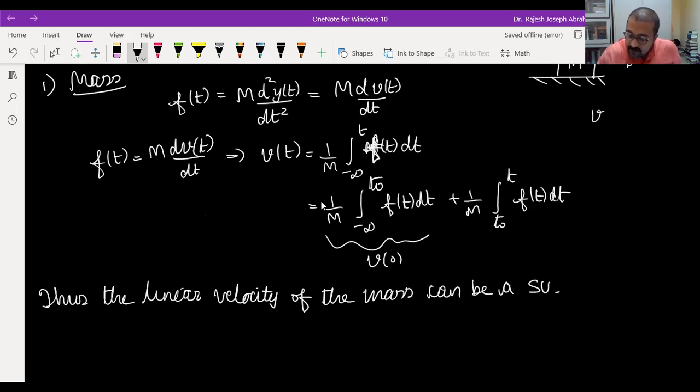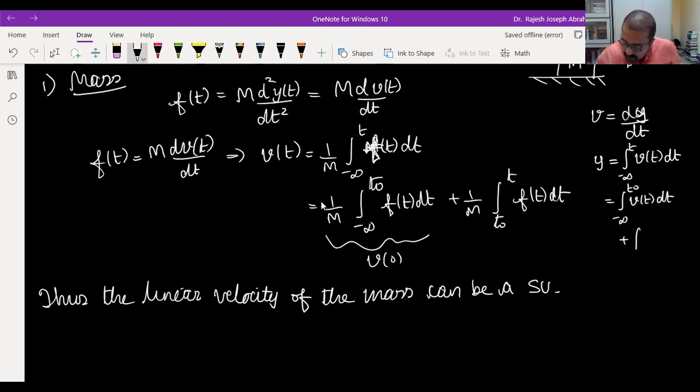Now, how are linear velocity and linear displacement related? V is nothing but dy by dt. Or what will y be from this? Y will be integral v dt, so again from minus infinity to t. So I can write it like this: integral minus infinity to t naught v of t dt plus integral t naught to t v of t dt. And what is this? This is y naught, or y of t naught, plus the output or the displacement at any instant. So y of t can also be chosen as another state variable.